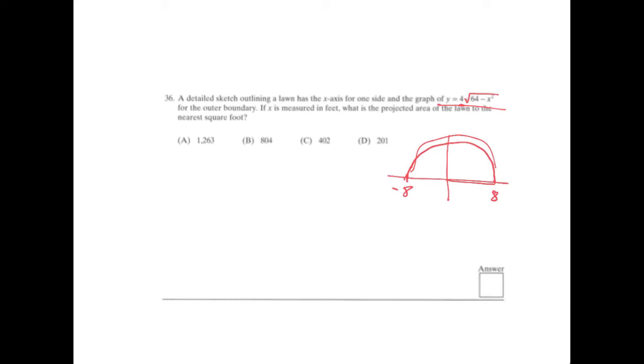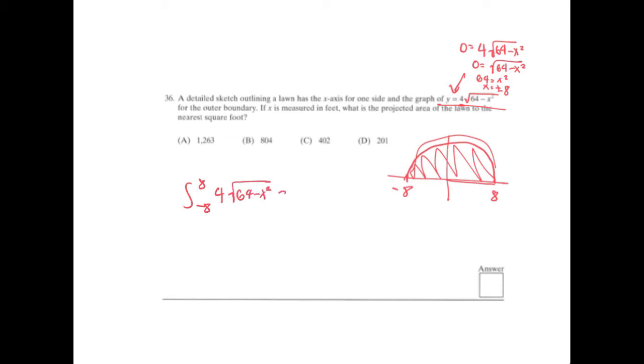And if you don't know that, you can kind of prove that to yourself. Just find the x-intercepts by setting y equal to 0, and then divide both sides by 4 and solve for x. 64 equals x squared. X is going to be equal to plus or minus 8. So those are our x bounds, and we want to find the area under that curve. So the integral from -8 to 8 of 4 root 64 minus x squared dx.